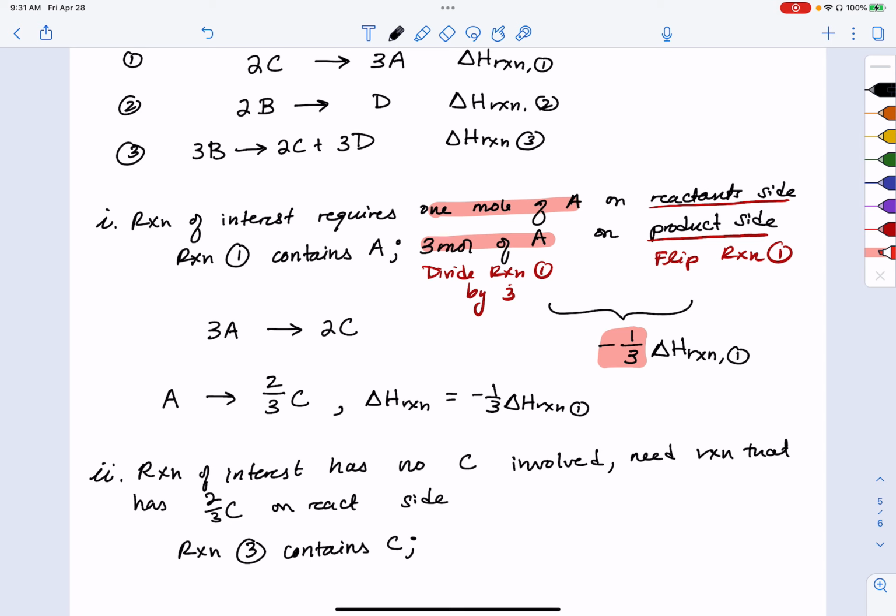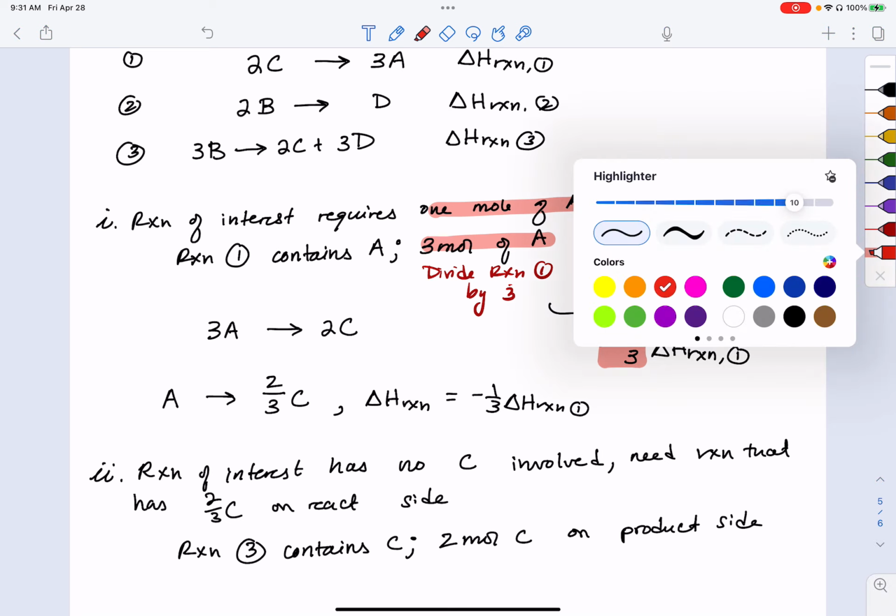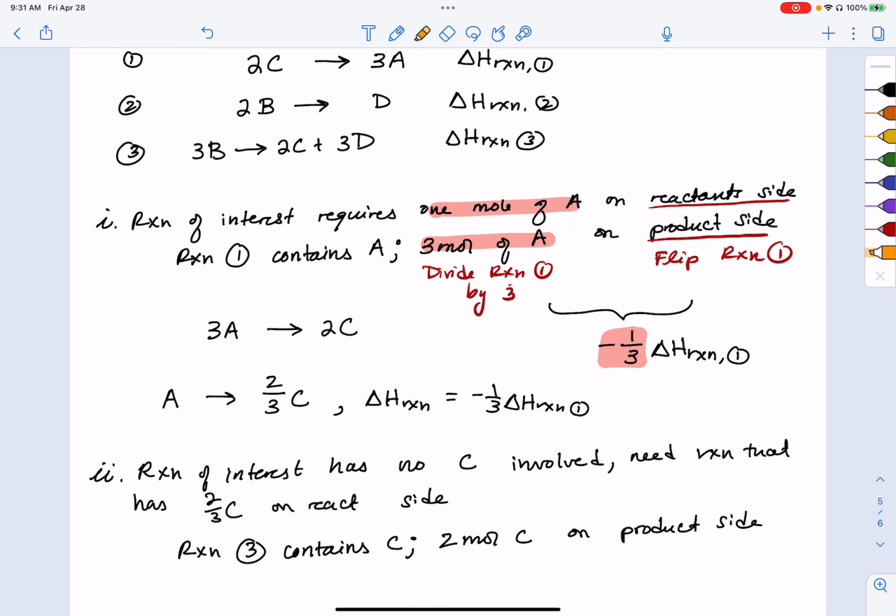And specifically, it has 2 moles of C on the product side. So my reaction of interest has no C involved, meaning I need a reaction that has C on the reactant side. However, reaction 3 contains C on the product side, so I'm going to need to flip reaction 3.